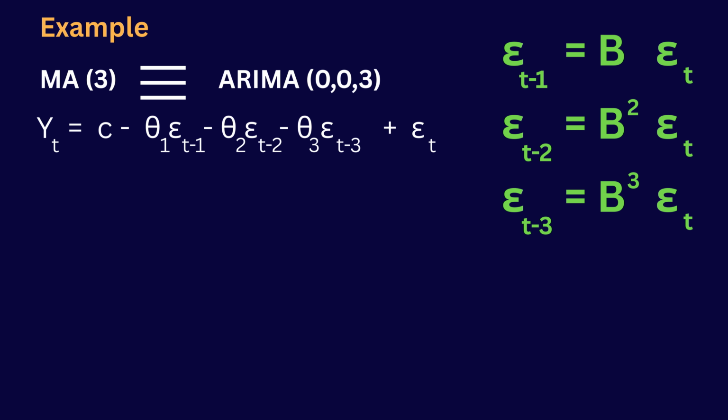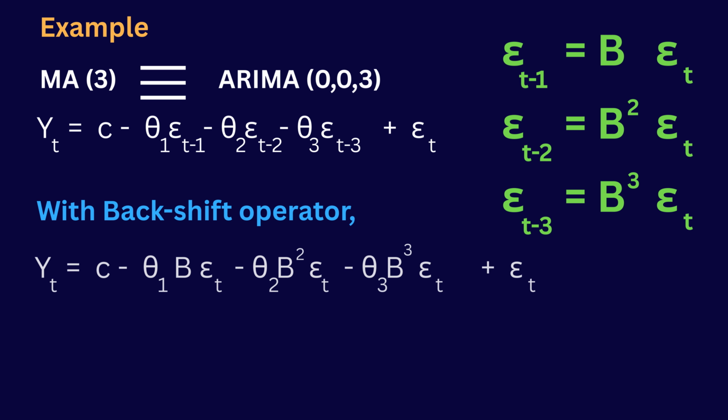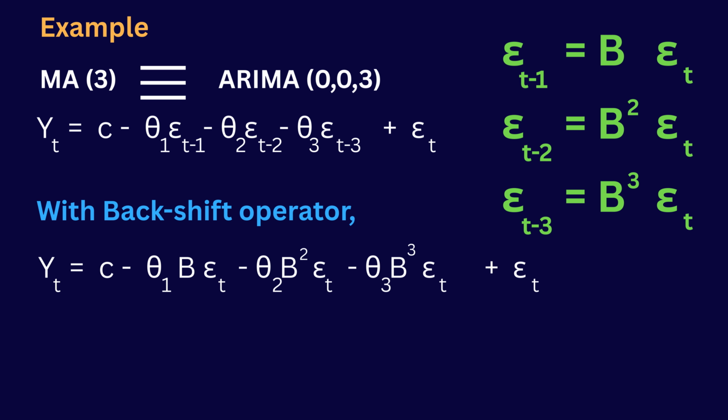So likewise it's the same thing. So let's write the same formula with the backshift operator. Yt equals C minus theta 1 times B times epsilon t minus theta 2 times B squared times epsilon t minus theta 3 times B cubed times epsilon t plus epsilon t. Also we can write it this way.